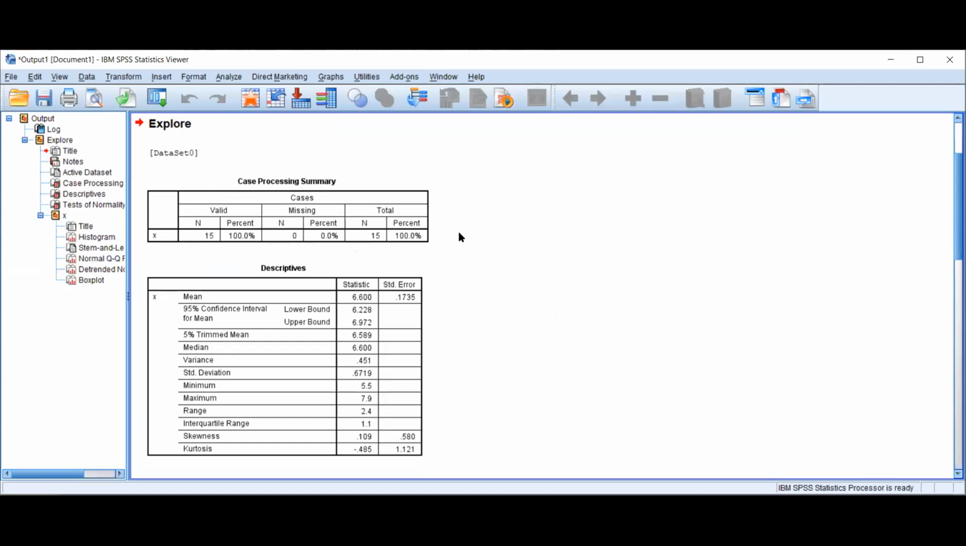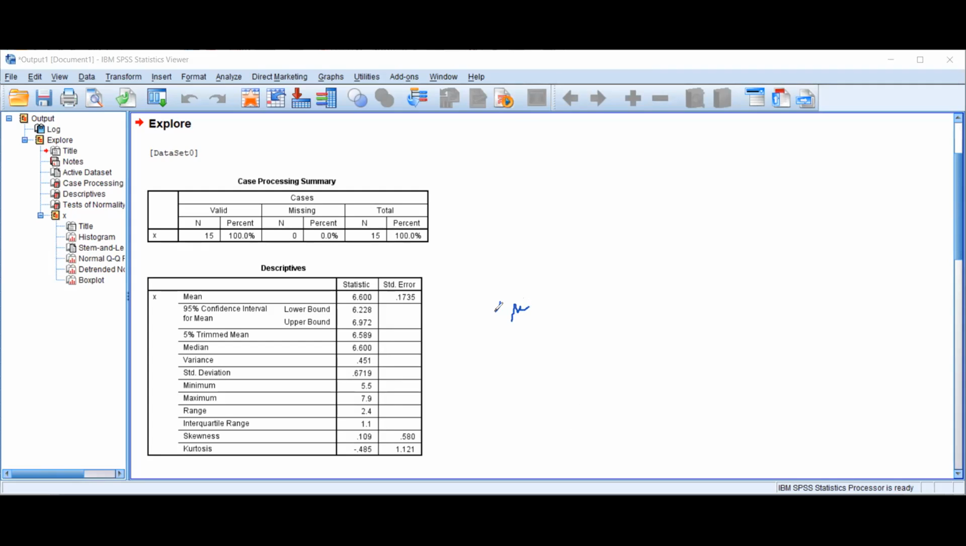You can see the output. 15 observations we have, no missing number. Descriptive mean is 6.6. This is the sample mean. This is the confidence interval. As I already told you, this confidence interval, as we were forming in the previous chapter, the confidence interval is what?